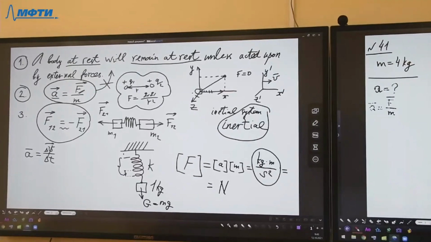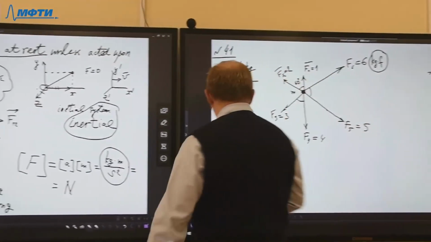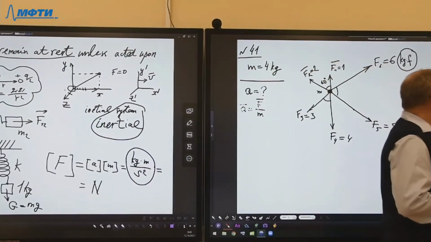So you know what a kilogram force is. What does it mean, this strange unit? This is just 9.8 newtons.